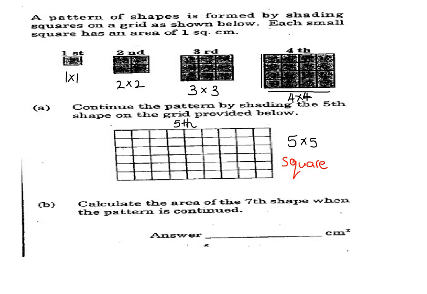So 1, 2, 3, 4, 5, 6. So that means I'll just need to shade 1, 2, 3, 4, 5, right? And then 5 going across this way. So 1, 2, 3, 4, 5. Right? And now we're just going to fill up in here.